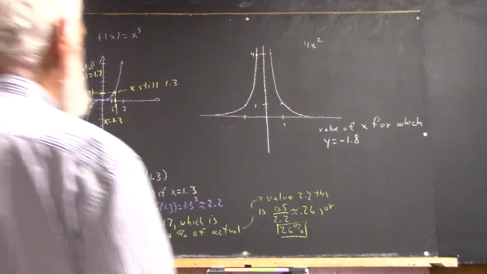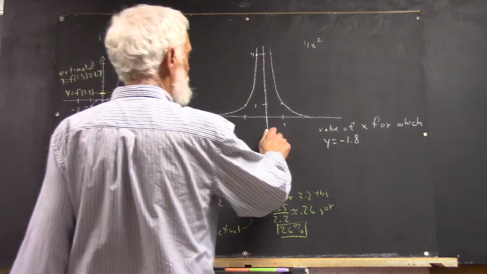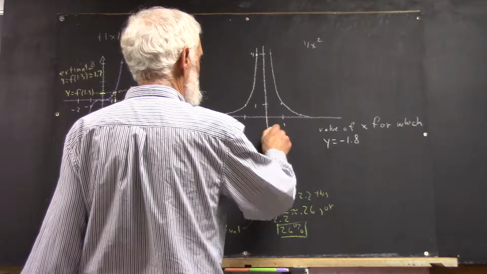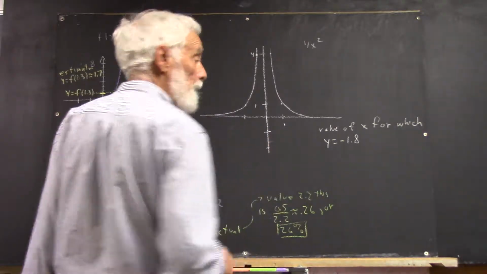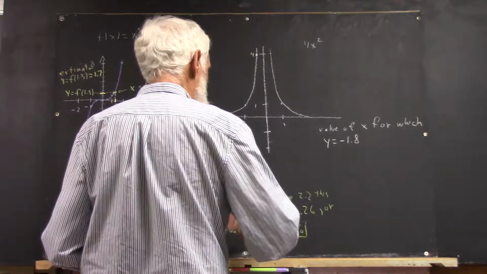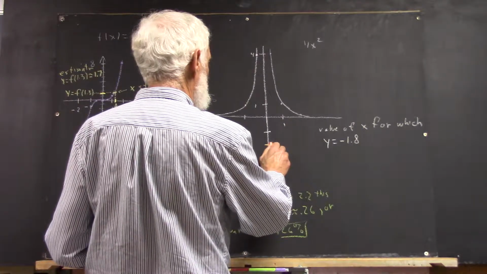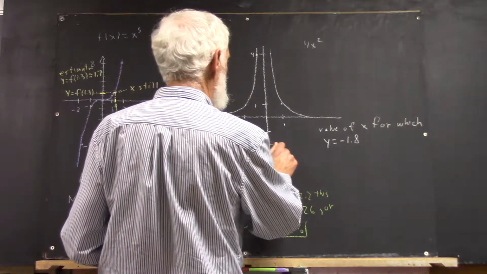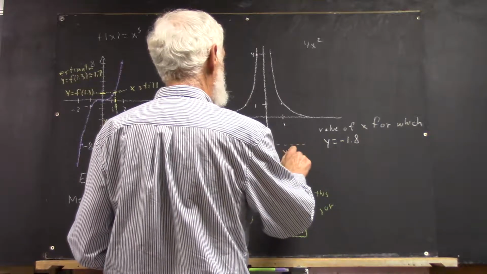Okay, so we need to move on here. It's y that should equal negative 1.8. And of course there's a problem with that, as we're going to find out. So here is where y equals negative 1.8. And it's all along this line, right? Yeah.